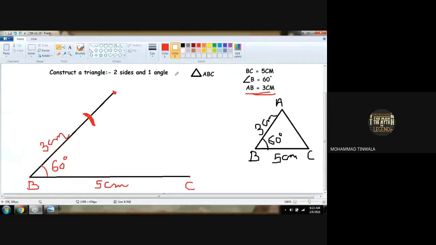Why is it not possible? Okay, no problem, let it be. This will be pointed as point A. Understood? This point will be point A.